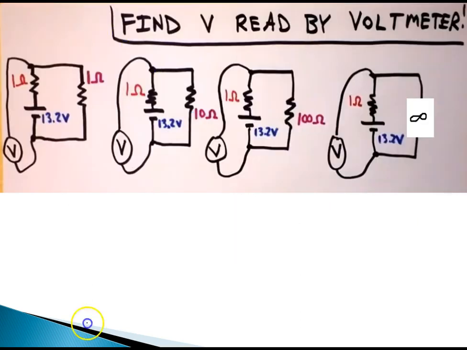Okay. Now I am asking you a very good situation. Please think carefully and then reply to me. There is a cell of EMF 13.2 volt and internal resistance 1 ohm. There are 4 situations I am giving you. In the first situation, external resistance is 1 ohm. Second situation, external resistance is 10 ohm. Third situation, external resistance is 100 ohm. And fourth situation, external resistance is infinite. Now you have to tell me what is the voltmeter reading in each situation. Just try to solve it, then I will explain.